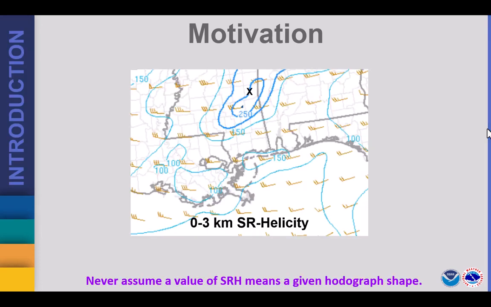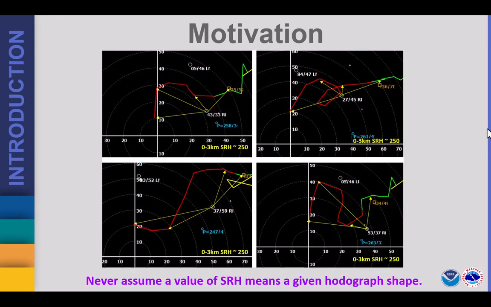So here we see an example with 0 to 3 kilometer SRH, and we have X marked where we have a value of 250. But what does that mean? It can mean a variety of things. It can mean a variety of different hodograph shapes. Here are 4 examples of hodographs and storm motion vectors that give us about 250 for SRH. But as you see, they can mean very different end results. The upper left probably favorable for a tornadic storm.